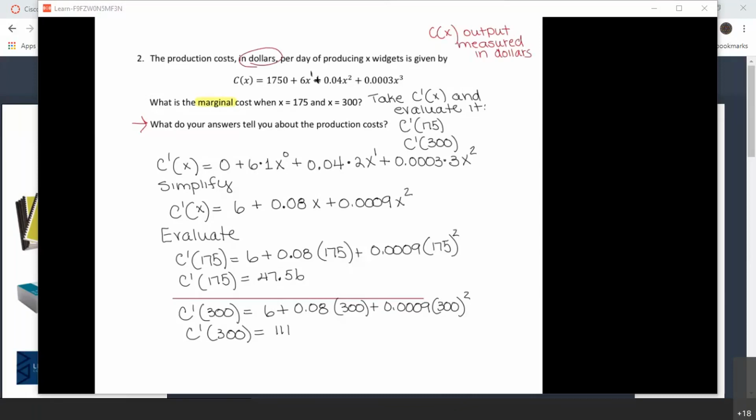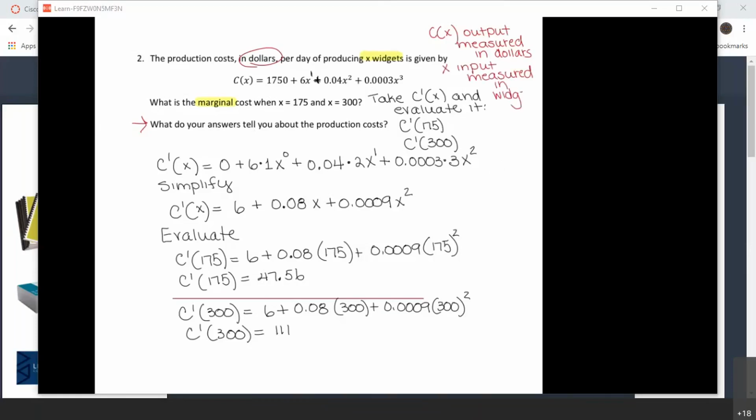And what's the input units? Your input value is X. Measured in what? Would it be production costs? Nope. Costs are your output. Per day? What's X measured in? Take a look up here. Widgets. Yeah. Measured in widgets.